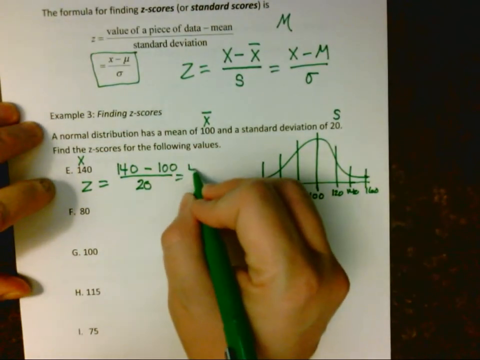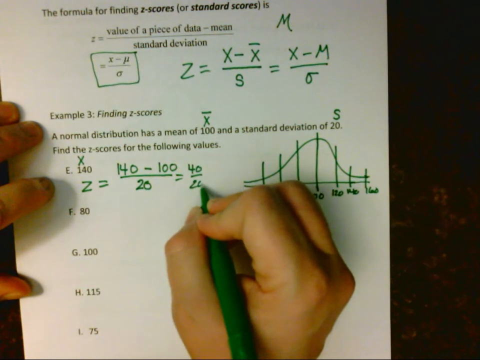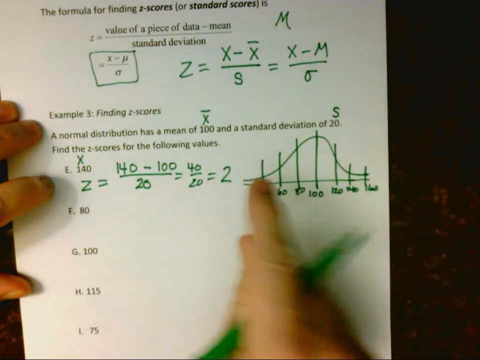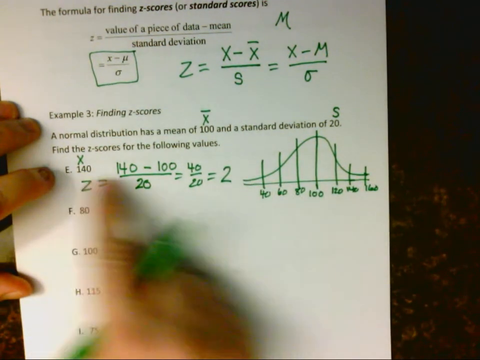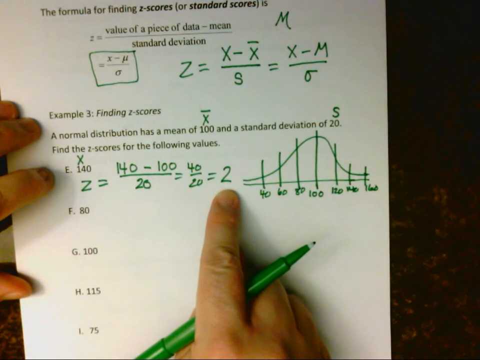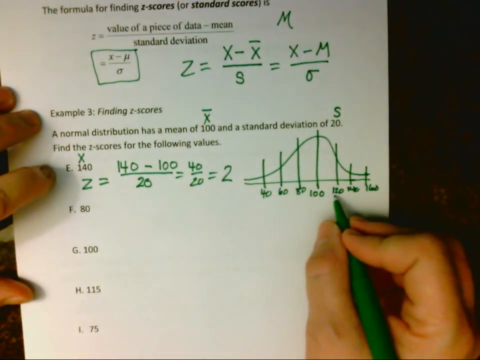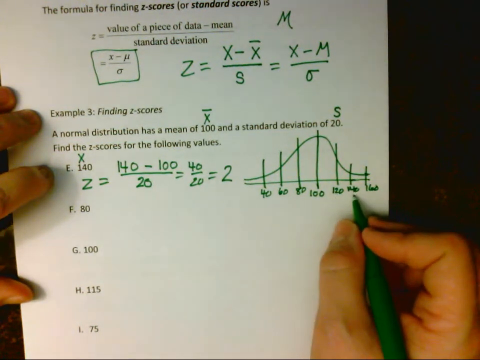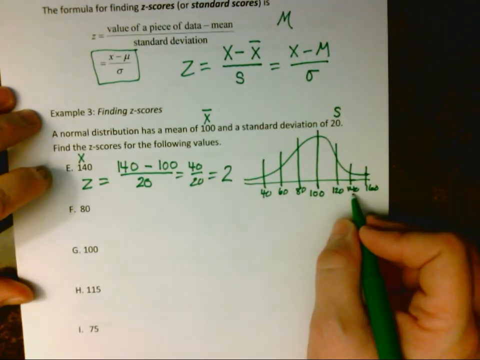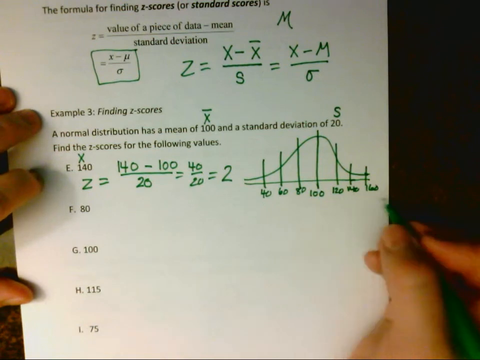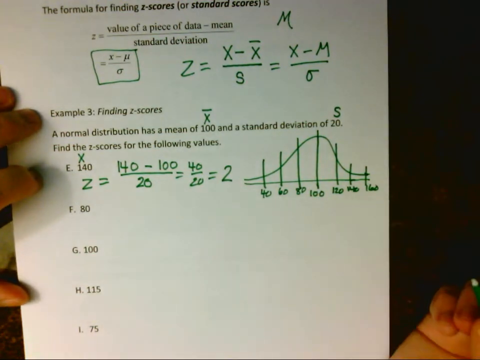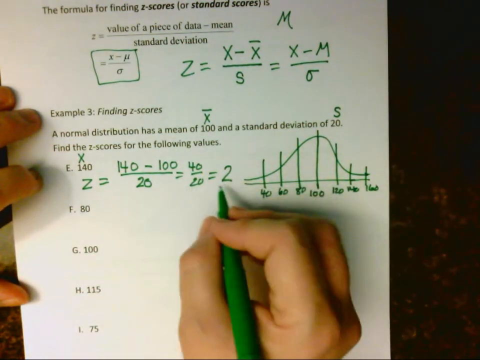So that's going to give me 40 over 20, which is positive 2. So the number 140 should be 2 standard deviations above the average. So we go to the average, 100, 1 deviation up, 2 deviations up. Sure enough, we find the 140 is 2. So the z-score is 2. It tells us how many deviations, and it's always positive or negative. We have to know the direction.